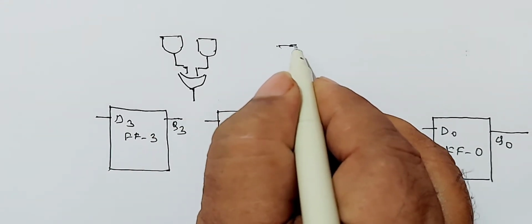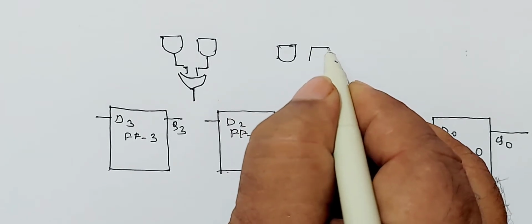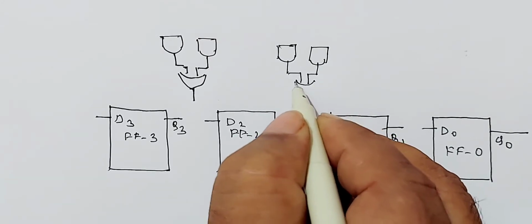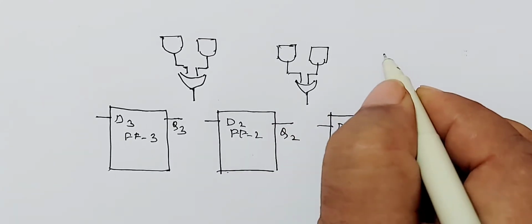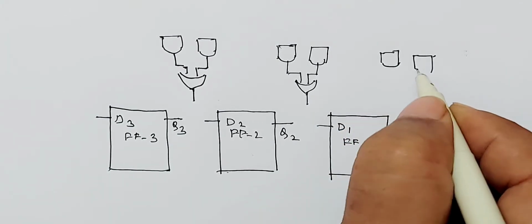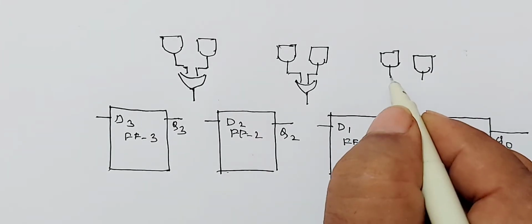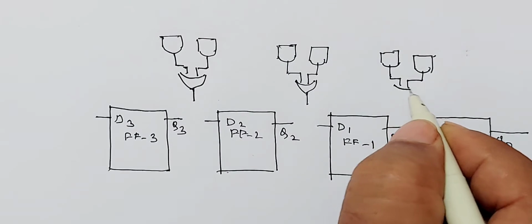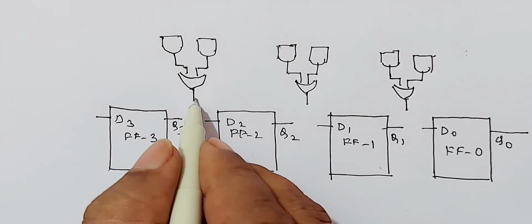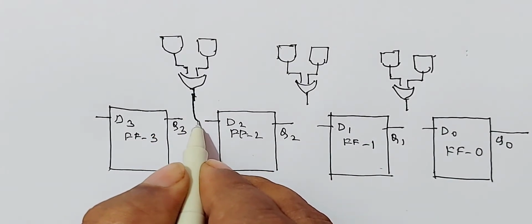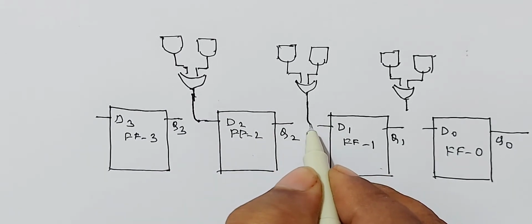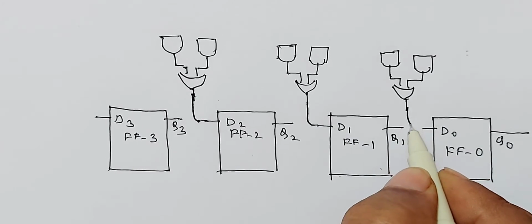Again draw here 2 AND gates, the outputs of the 2 AND gates are connected to a 2-input OR gate. One more sequential logic circuit, AND gates, the outputs of these 2 AND gates are taken as inputs for this OR gate. Now apply the output of this OR gate to D2. Apply the output of this OR gate to D1. Apply the output of this to D0.